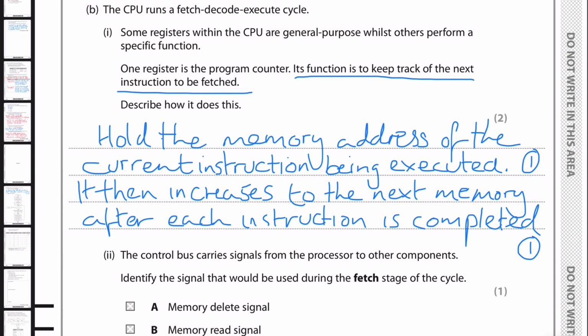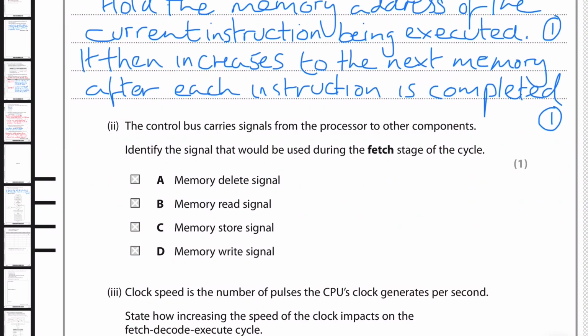Okay? Part 2, the control bus carries signals from the processor to other components. Identify the signal that would be used during the fetch stage of the cycle. Well, fetching is not deleting, it's not a deletion signal. It's not a storing signal, and it's not a writing signal. Fetching is reading something from somewhere else. It's reading from memory. Yeah, so the answer would be B. Very nice and easy question to get us moving on from that last one.